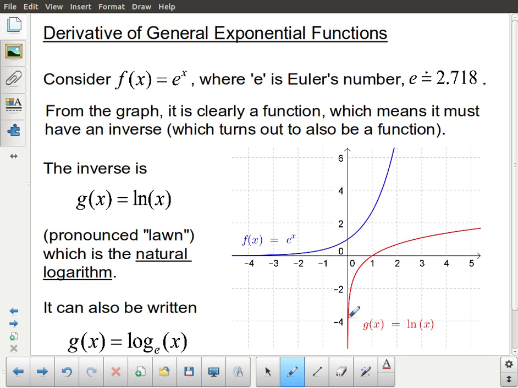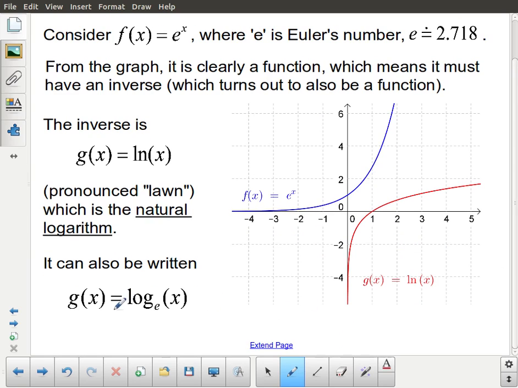It turns out that red line is a logarithmic function, and more specifically, that red line is the logarithm function to the base e. You can write it as log to the base e of x while you're getting used to this idea, but you want to transition to calling it the ln, the natural logarithm. And the pronunciation is like the grassy lawn in front of your house. So that's g of x equals ln of x.